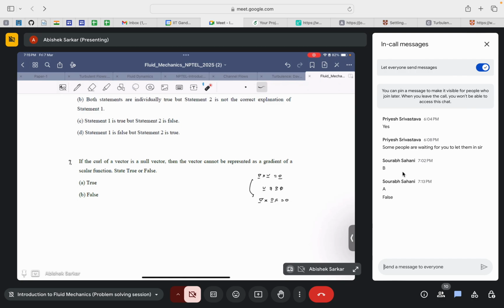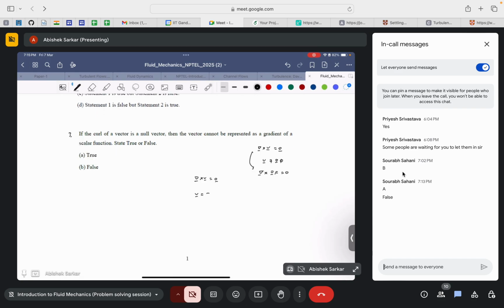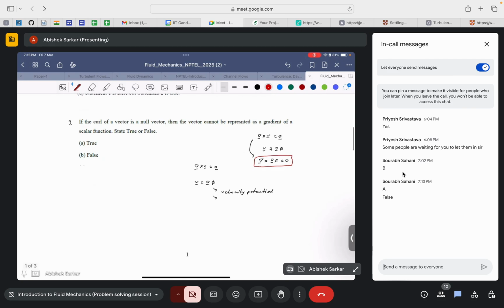So it is indeed false, because if del cross V is 0, it is basically a conservative field. In that case, we can represent V as the gradient of some scalar function phi, where phi is the velocity potential. We did look into a detailed derivation of how we are able to conclude it, and again there is an inherent vector identity that supports this statement. So with those two things, I think you can support the validity of this particular statement. Okay, so let us go to question number 4.